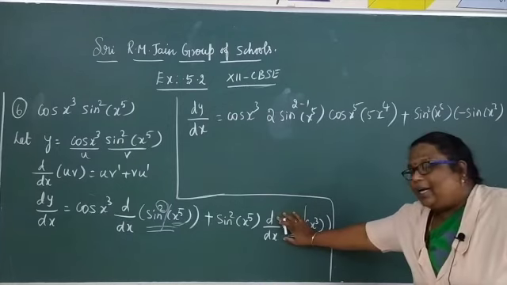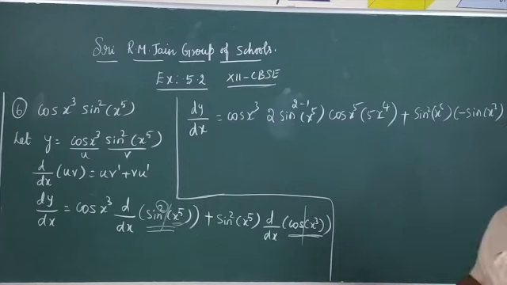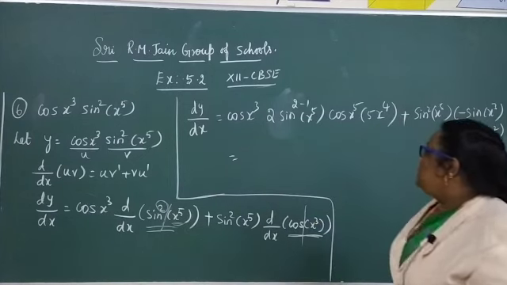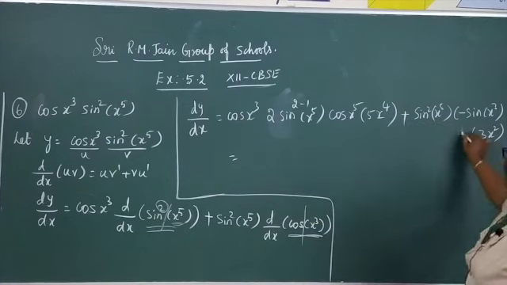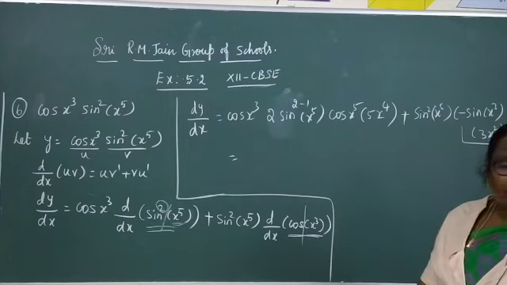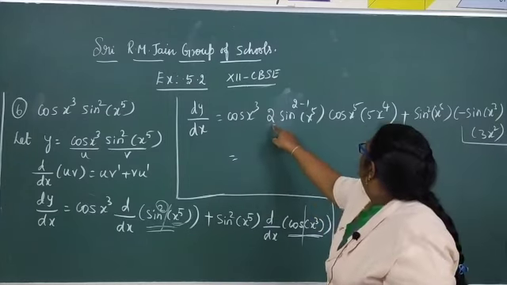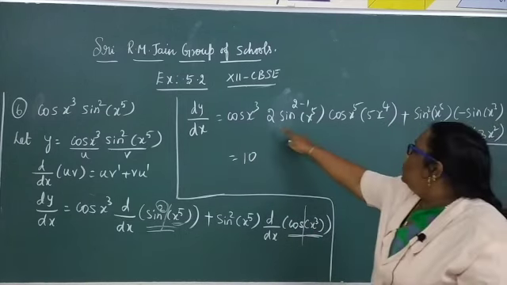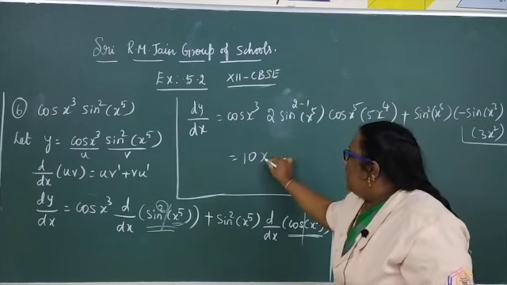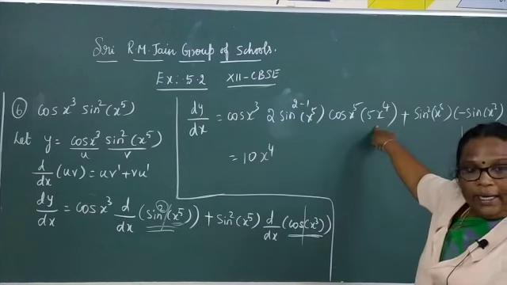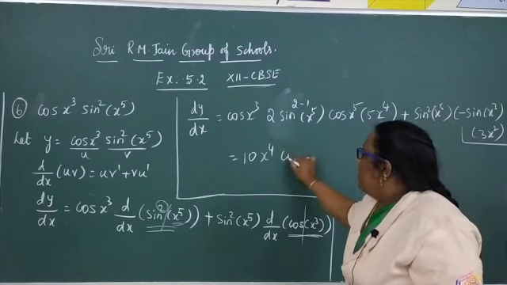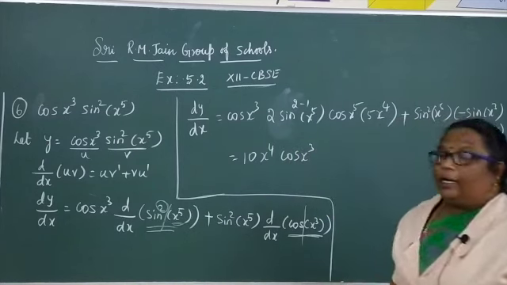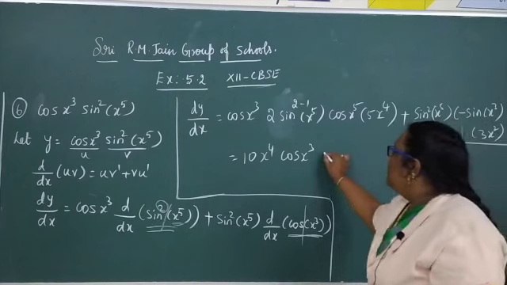Then you concentrate on x cube. X cube, in the same way, gives 3x square. See here, what is the value you are getting? 2. 5 2s are 10. I will write it in such a way: 5 2s are 10 x power 4 cos x cube.